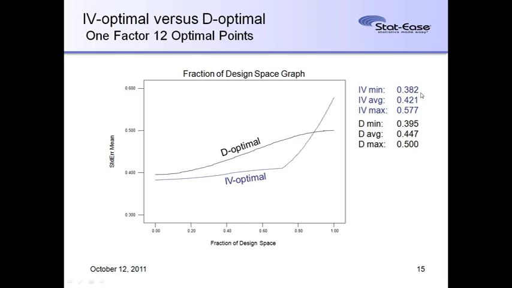Okay. And then over on the side is the minimum variance from the IV design, the average variance, the maximum variance. The same thing for the D, so you can see the IV has a lower minimum and average than the D. The D has a lower maximum, and that's that. You can see it's flatter out to the right.